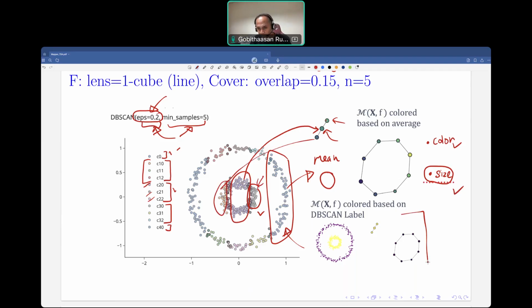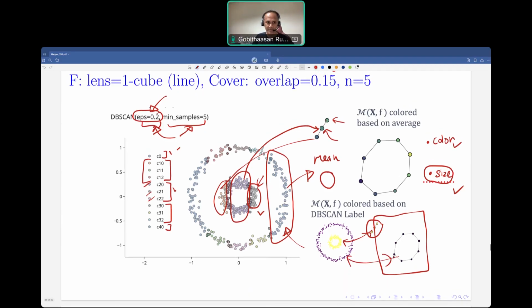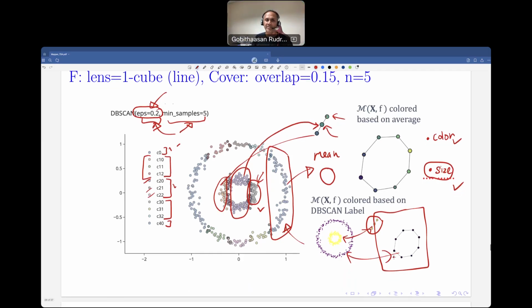For example, here I colored based on the original label, just two colors. Big circle has one color, smaller circle has one color. So it can code nicely. The smaller circle gets a yellow corresponding to the circle inside, whereas the other one outside is in cream. Okay, so this is an example of a lens, of a mapper graph, with a different setting.